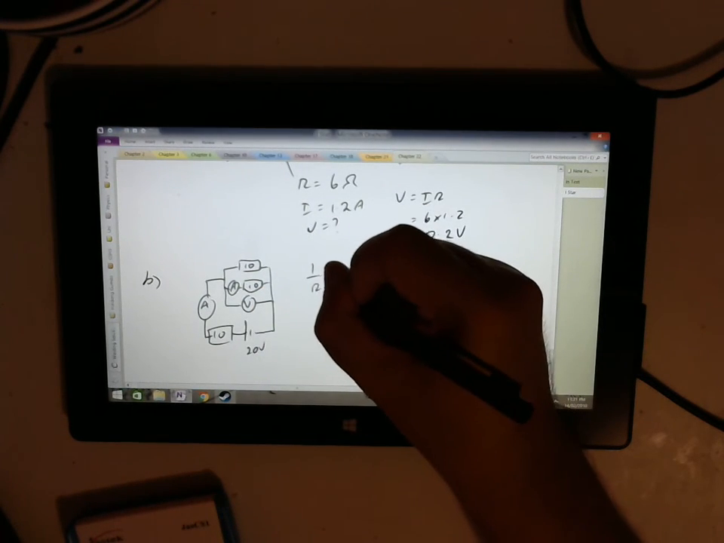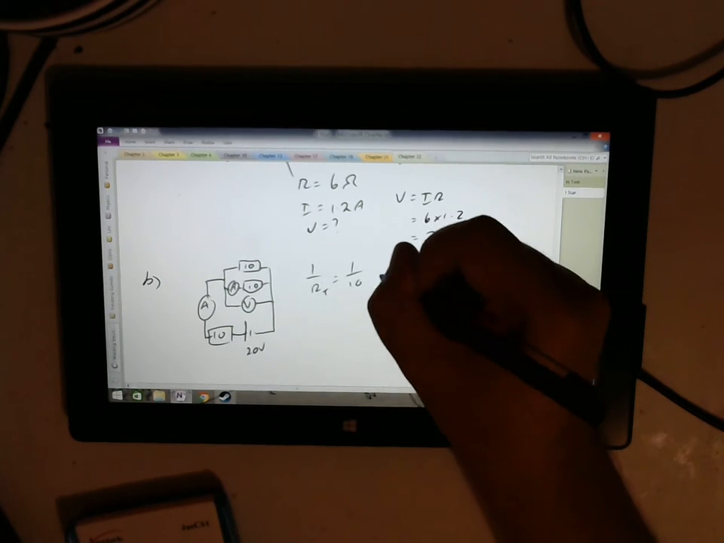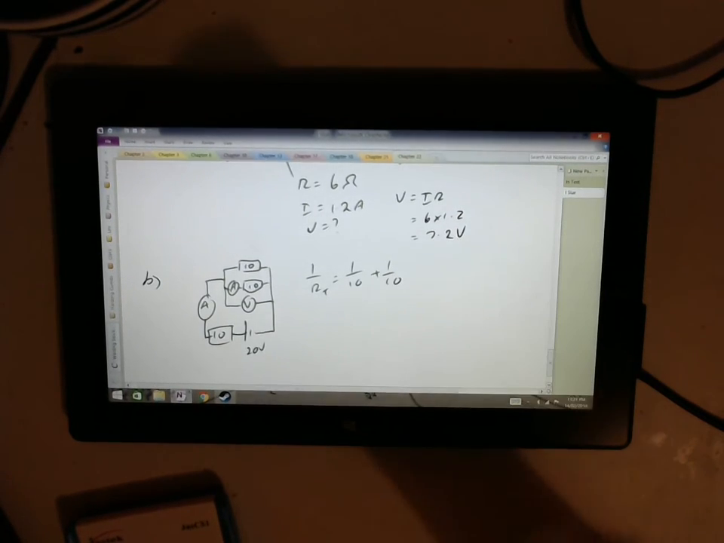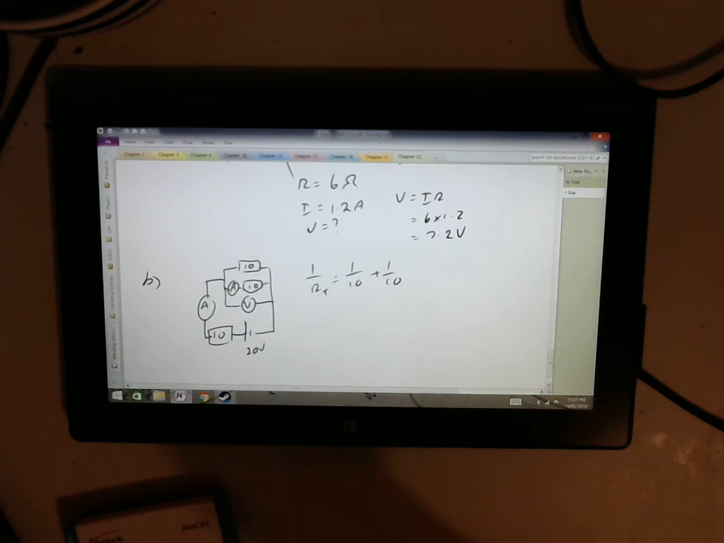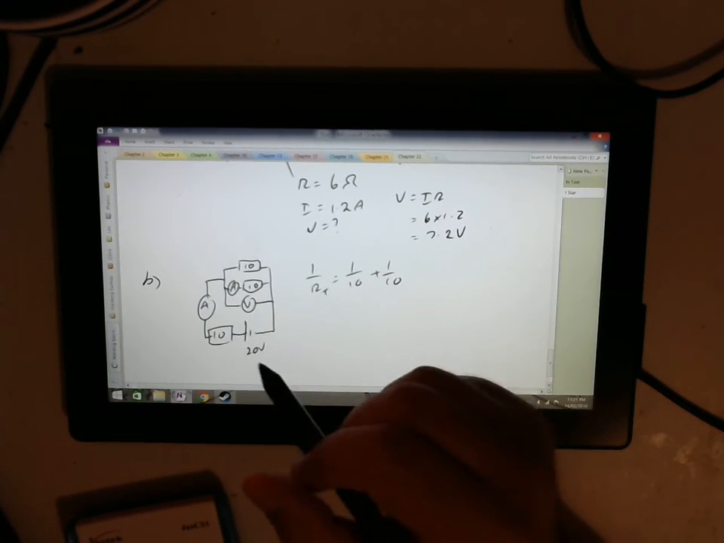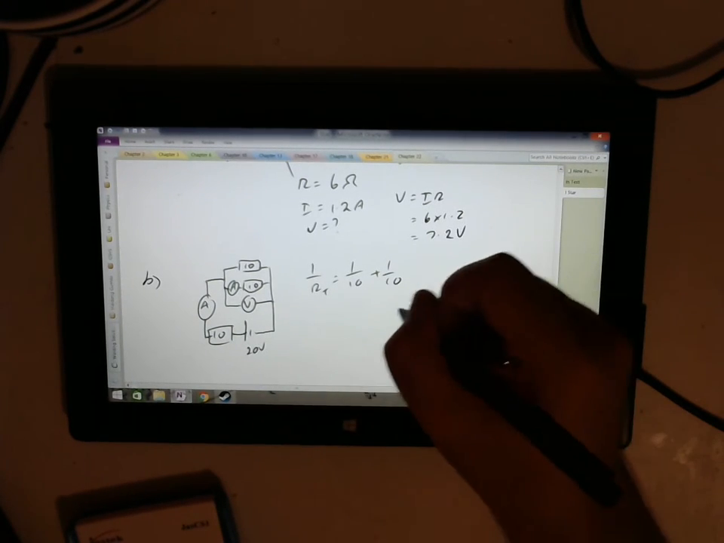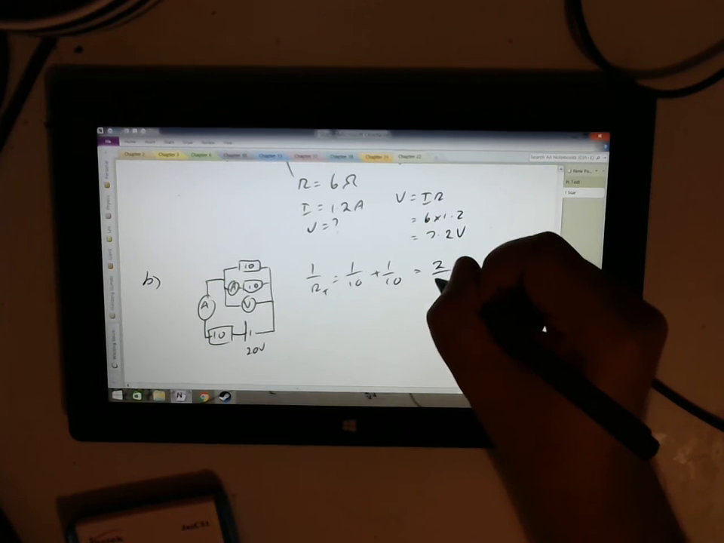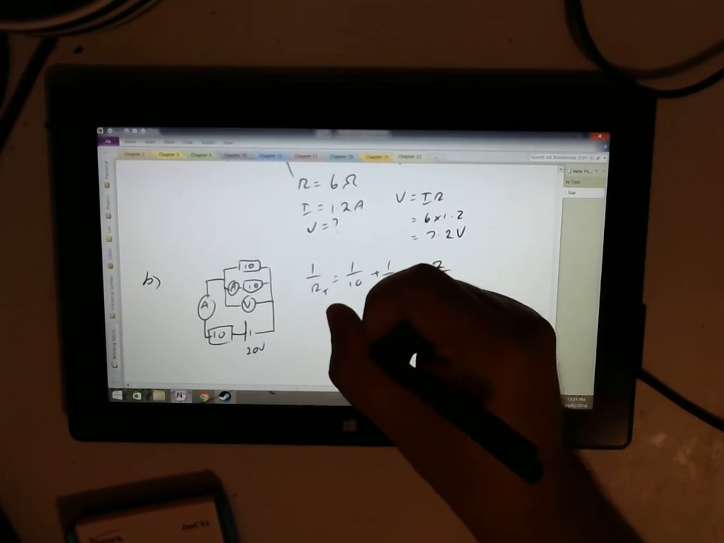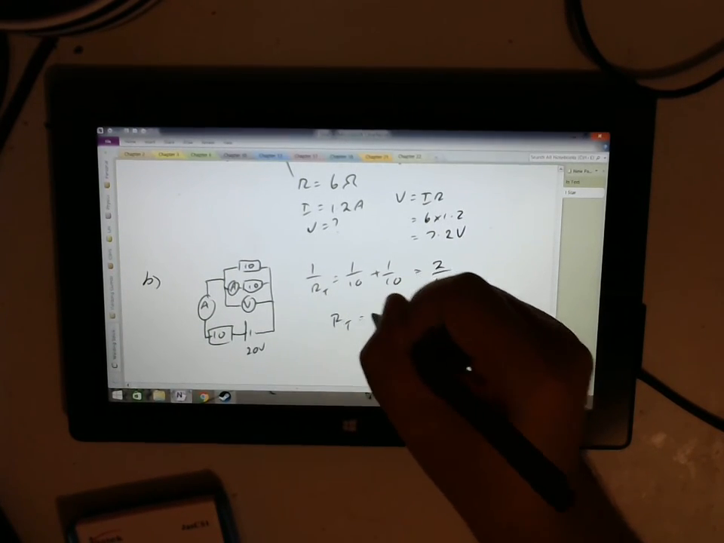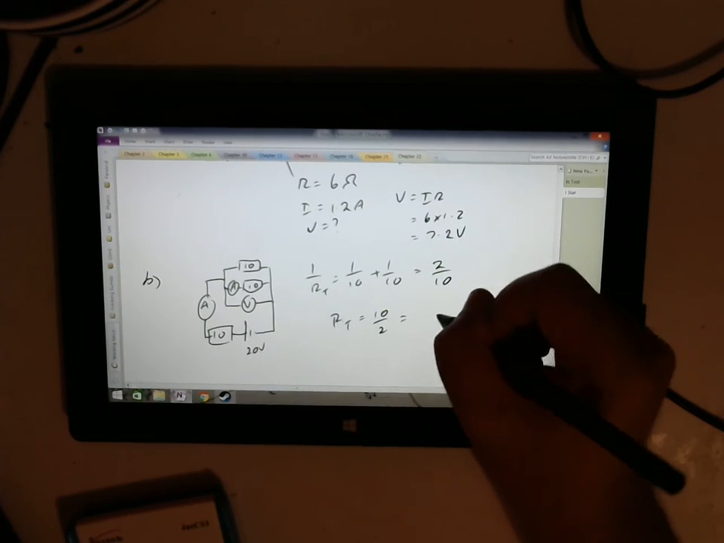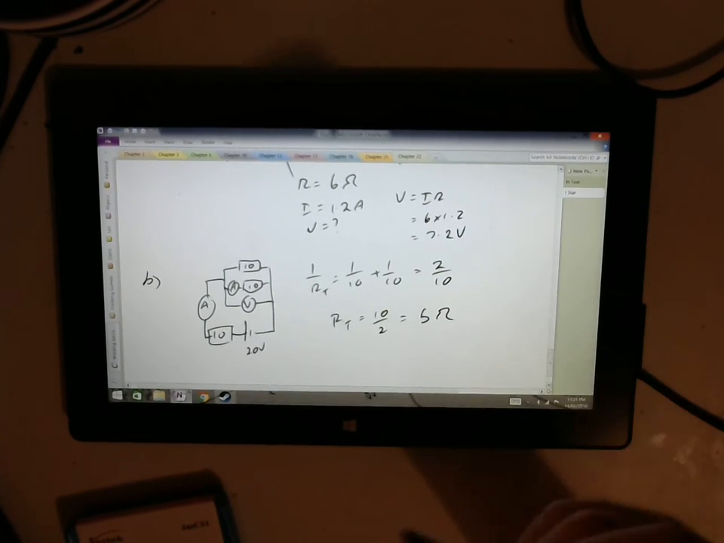Okay, so that's going to be a parallel rule. 1 over RT equals 1 over 10 plus 1 over 10. We're just adding the inverses or the reciprocals of all the pieces in parallel. And that equals 2 over 10. So if we flip it, RT is going to equal 10 over 2 equals 5 ohms.